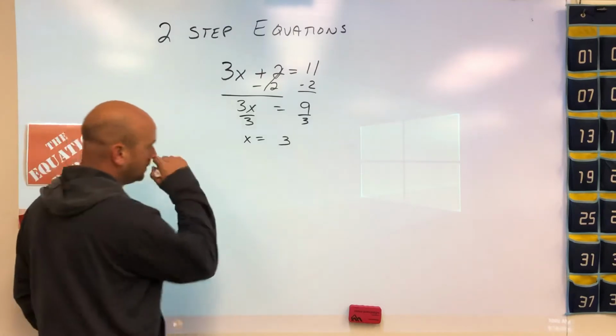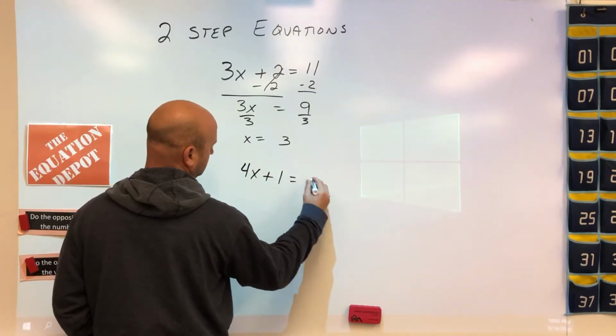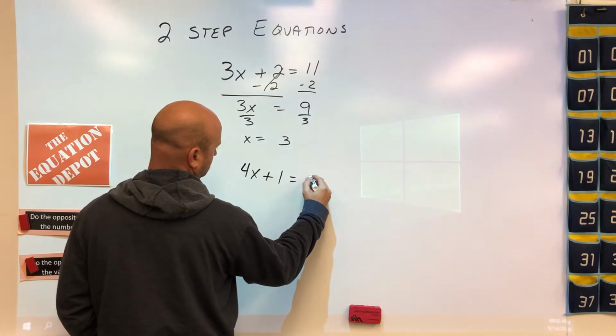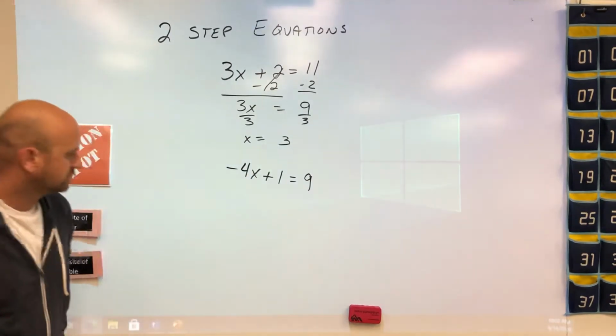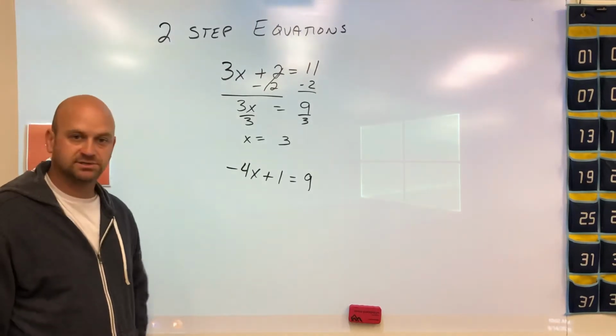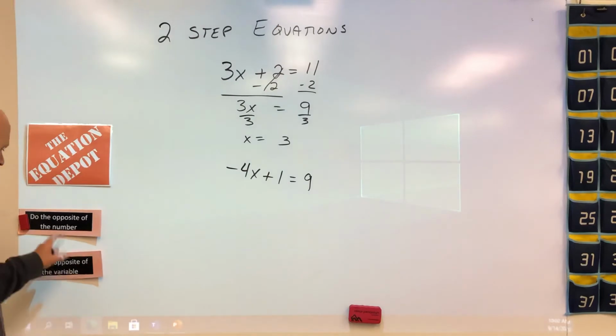Okay, let's do one more example here. Okay, so we have negative 4x plus 1 is equal to 9. So first step we're going to do is do opposite of the number.